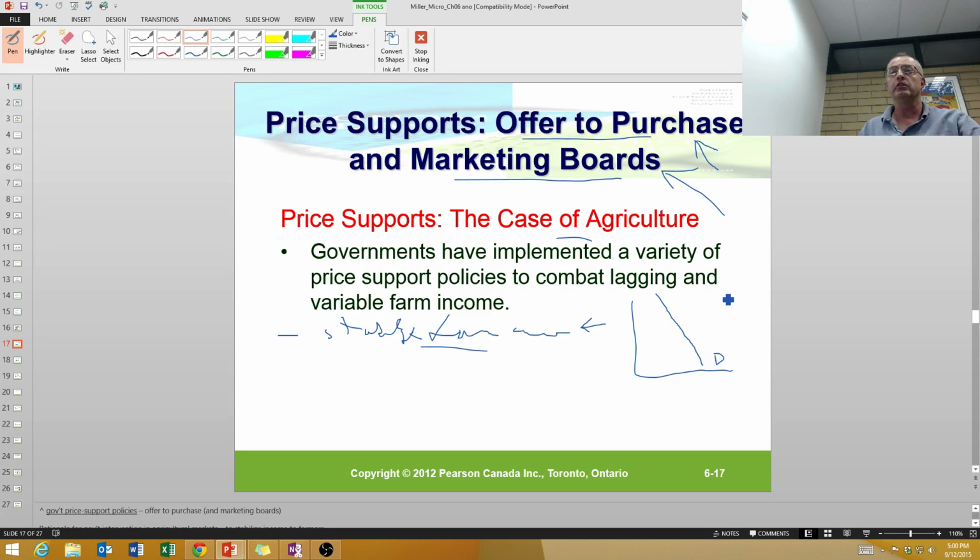So here's our demand curve for agricultural products. It's relatively inelastic, so I'm trying to draw it fairly steeply. And here's our original supply curve, here's our original price and original quantity Q1. Now let's say there's a bumper crop for a particular commodity. Let's say it's apples. There's a bumper crop in apples, or in corn or something. So the supply curve shifts out.